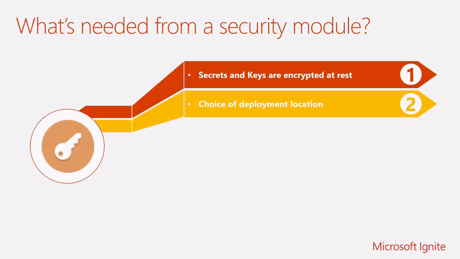So one of the first things we want to do with our secrets and our keys is we want to encrypt them themselves. So we want to make sure that if they're accessed or there's a breach, the key itself has been encrypted, so it can't be used if it was stolen. So it's encrypted at rest.